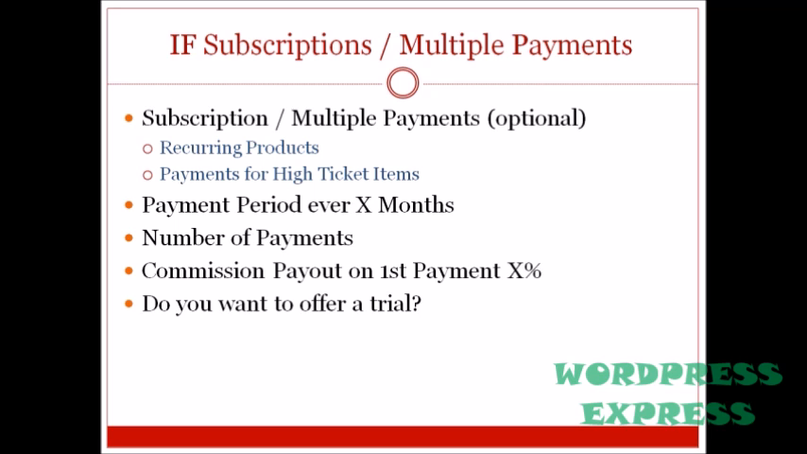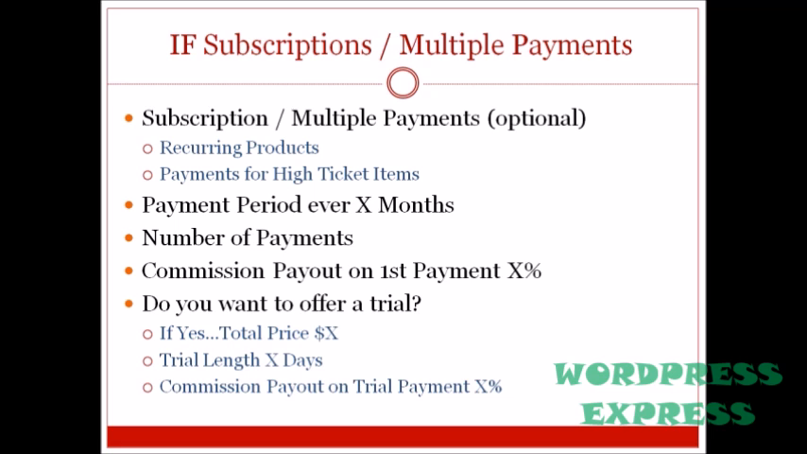Then the question that you need to ask yourself is, for your monthly, weekly, or quarterly recurring subscription, do you want to offer a trial? If you want to offer a trial, let's say for 7 days, it's $1. If that's the case, then the total price would be $1 for 7 days. And of course, you have the commission payout on the trial payment and you can put the percentage right there.